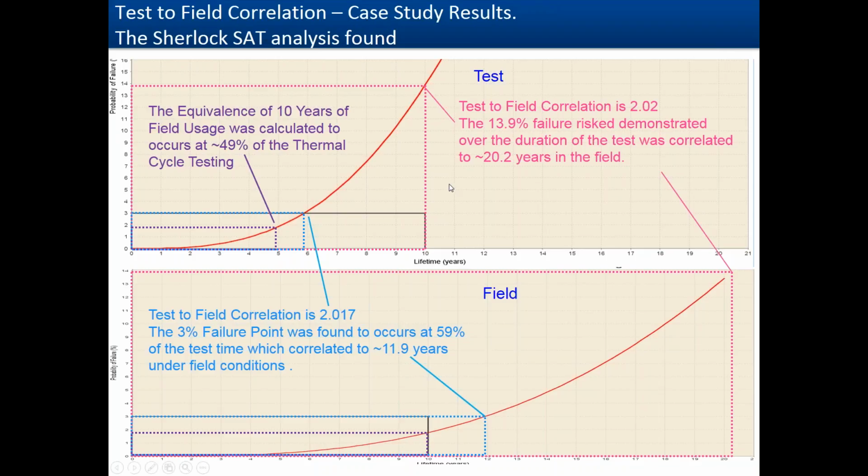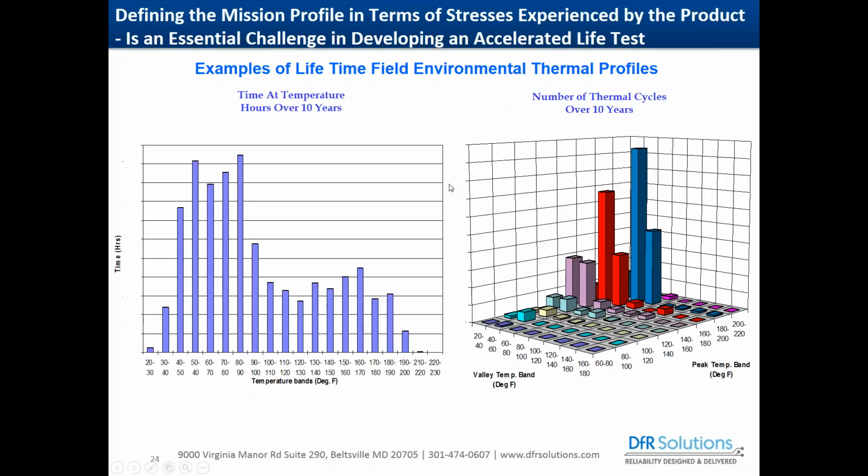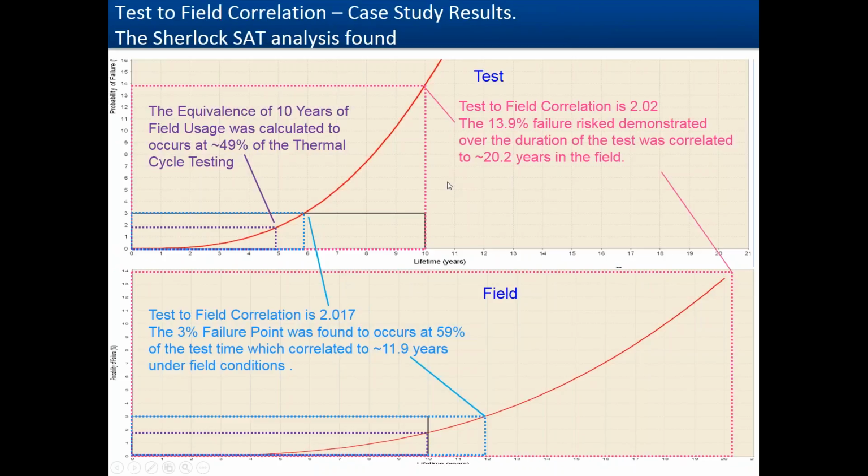So from demonstrating this, the OEM did accept that the desired reliability demonstration had been achieved, and they allowed the product to go into production and decided to adjust their test requirements for future products.